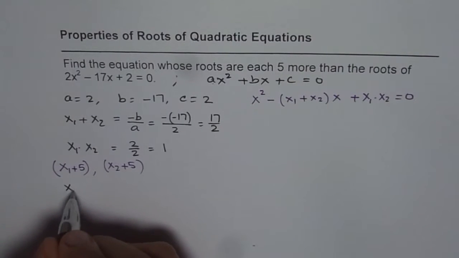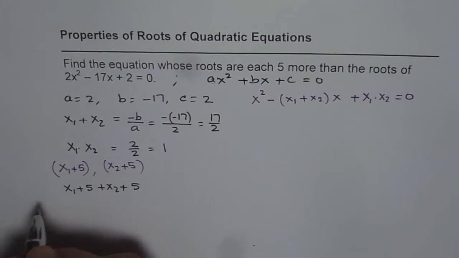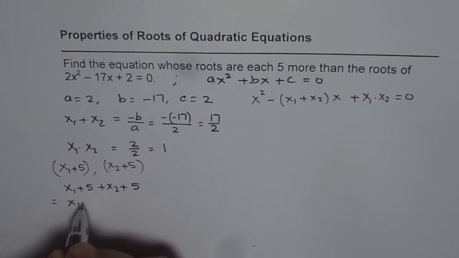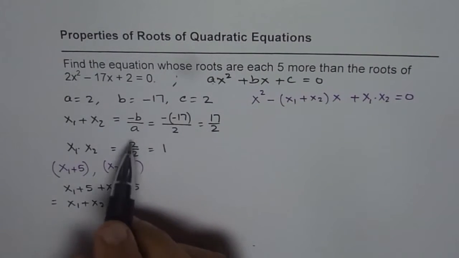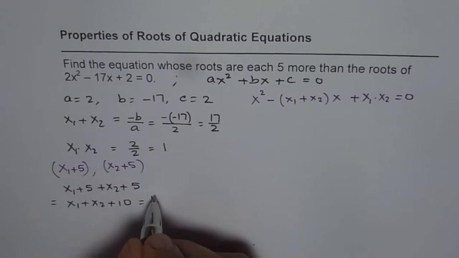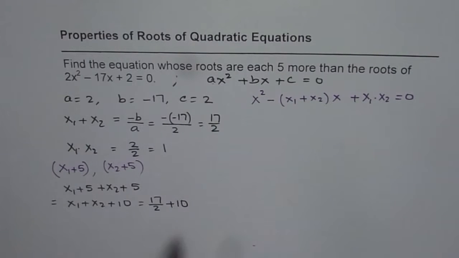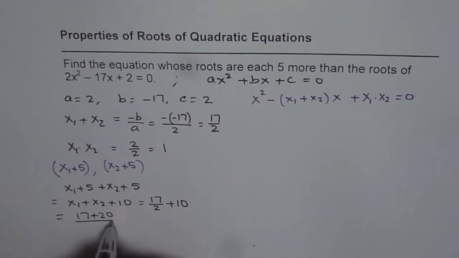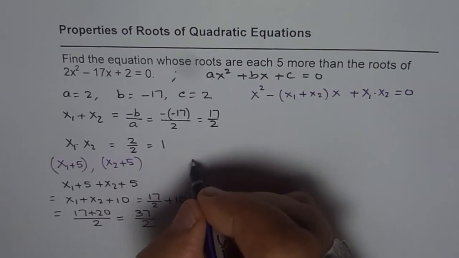The sum of these roots will be x1 plus 5 plus x2 plus 5, and that is equal to x1 plus x2 plus 10, and we know x1 plus x2 is how much? 17 over 2. So that is 17 over 2 plus 10, which we can write as 17 plus 20 over 2, or 37 over 2. So that is the sum of these roots. Okay, now let's find the product.